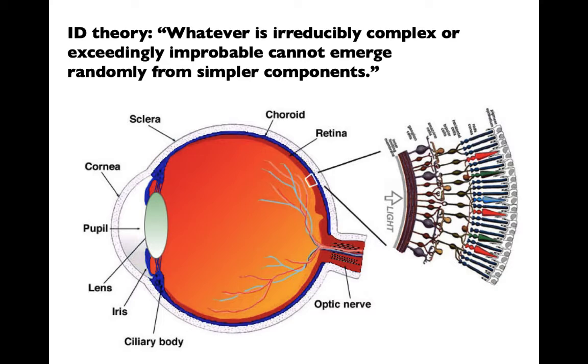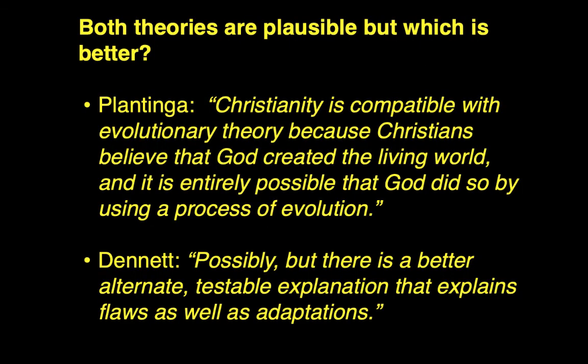ID theory basically thinks the following: whatever is irreducibly complex or exceedingly improbable cannot emerge randomly from simpler components. Both theories are plausible, but which is better? Plantinga: Christianity is compatible with evolutionary theory because Christians believe that God created the living world, and it is entirely possible that God did so by using a process of evolution.